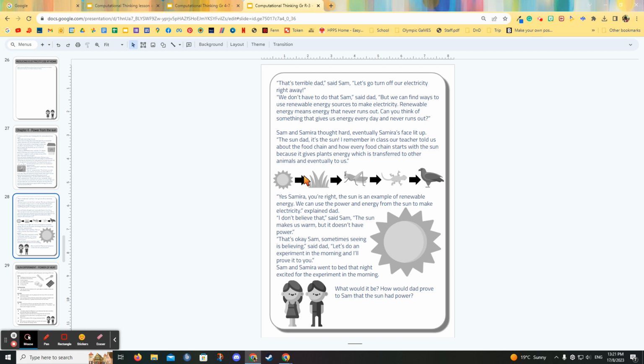So they're talking about solar energy, and they're relating it to a food chain, how the energy passes from the sun to the grass, to the grasshopper, to the lizard, to the hawk. So they're talking about how the sun gives plants energy, and how the sun can also be used to give us energy. And they're doing an experiment to prove that the sun has energy.